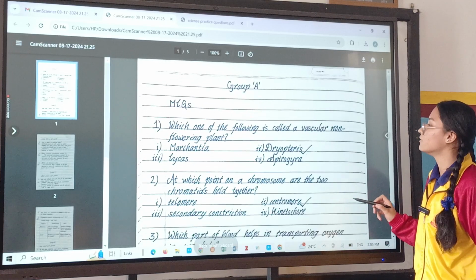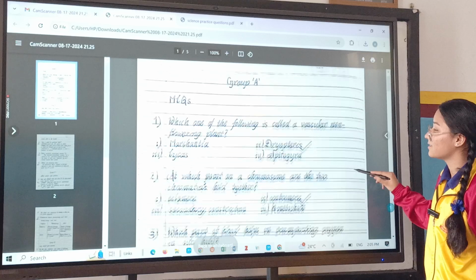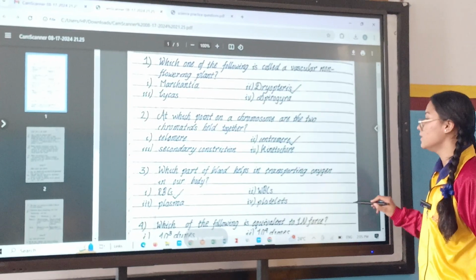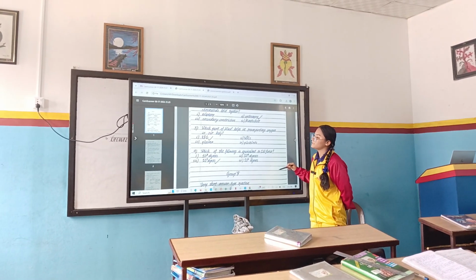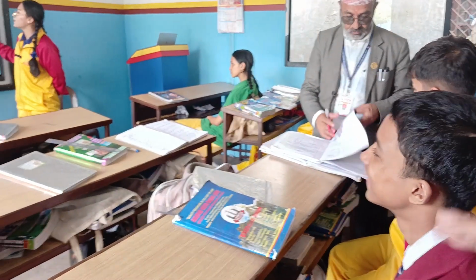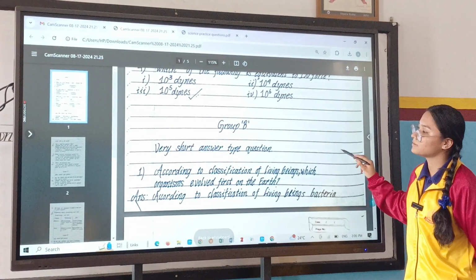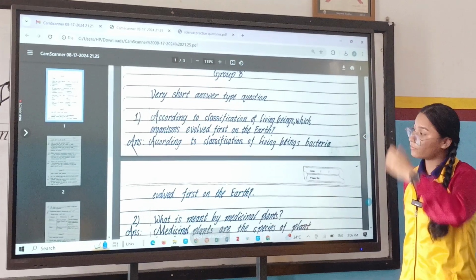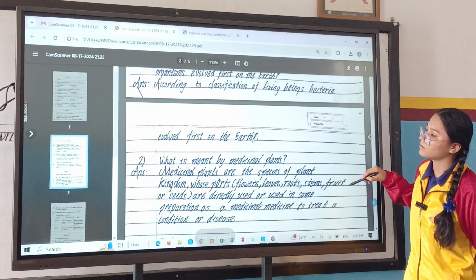Which one of the following is called a vascular non-flowering plant? Pteridophytes. At which point on a chromosome are the two chromatids held together? Centromere. Which part of blood helps in transporting oxygen in our body? RBCs. Which of the following is equivalent to 1 Newton force? 10 to the power 5 dynes. Very short question answer. According to the classification of living beings, which organisms evolved first on the earth? Bacteria evolved first on the earth.